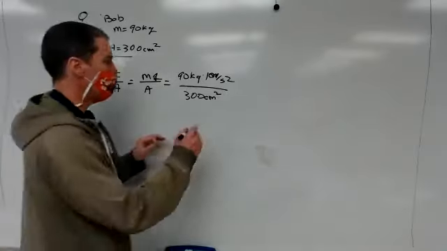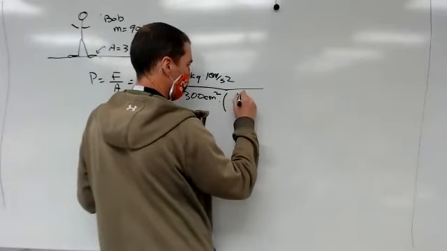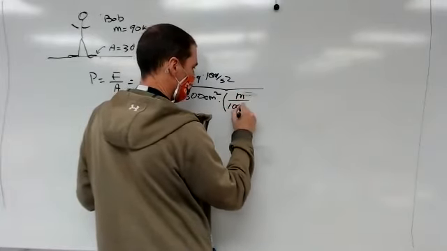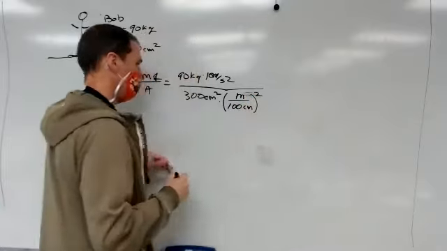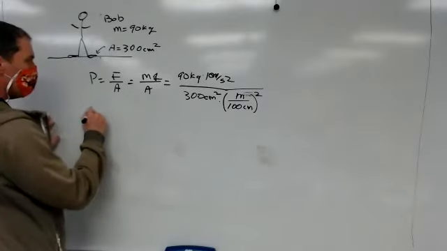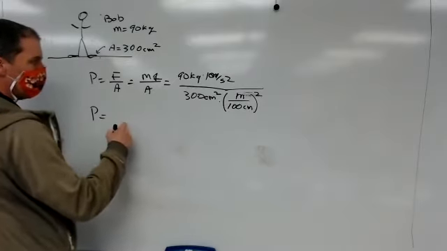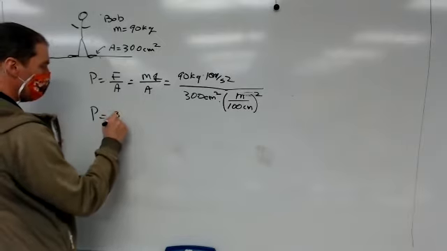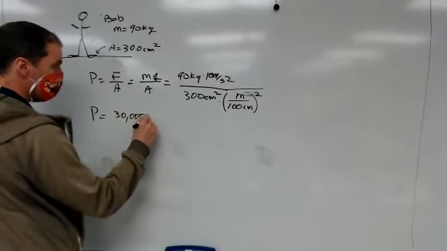So what do I have to do with this? Convert. I want it in meters squared, so I multiply by 1 meter over 100 centimeters, squared, and so I'm dividing that by 10,000. So is this 30,000? Yes.